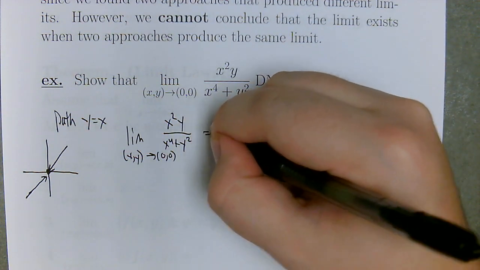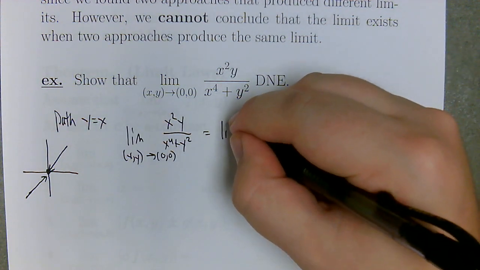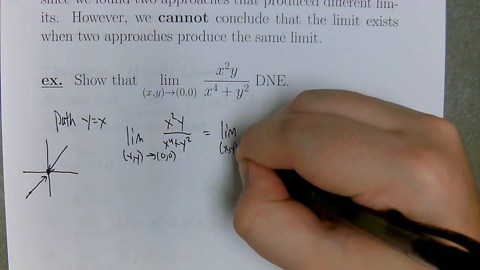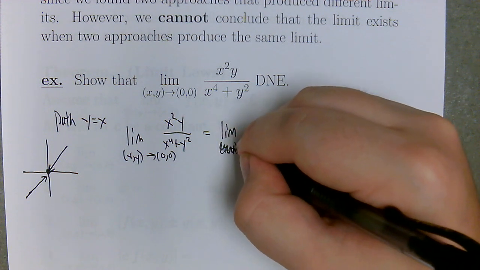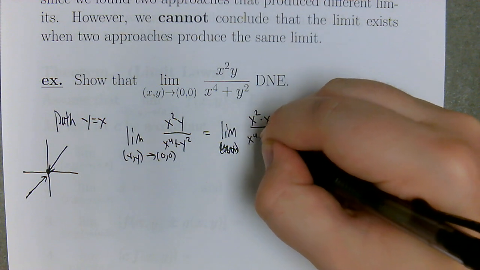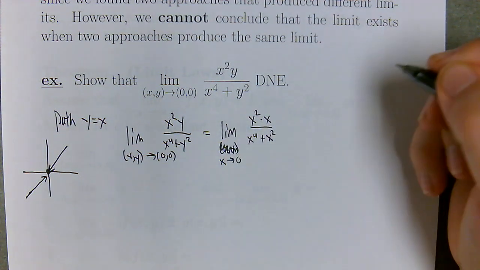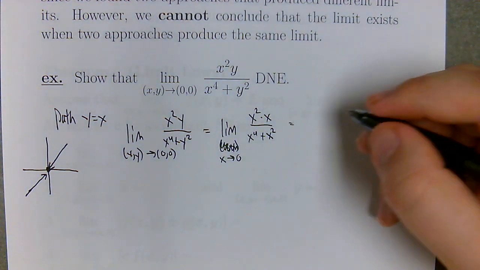And now what I'm going to do is, since I know y is always going to be equal to x, I might as well just substitute that in here. And that's what we're going to be doing each time. So now we have x squared times x over x to the 4th plus x squared. And then now we just only have x, so this is the limit as x is going to 0.